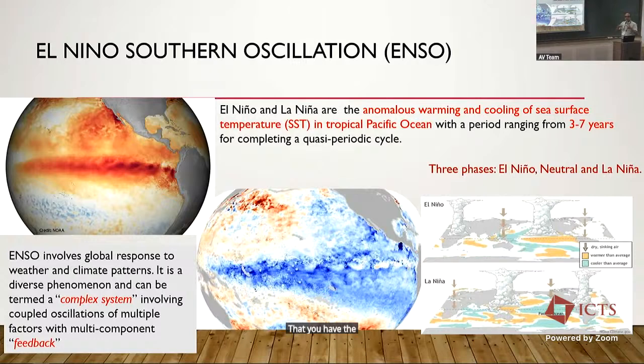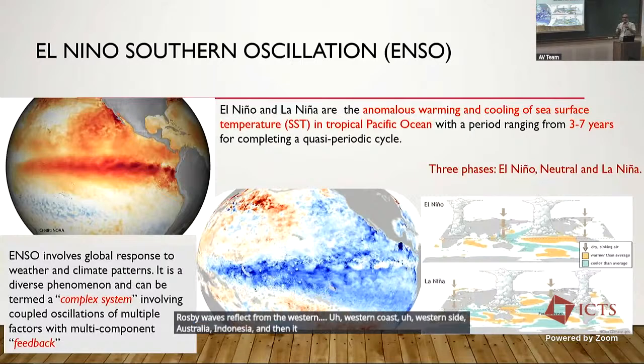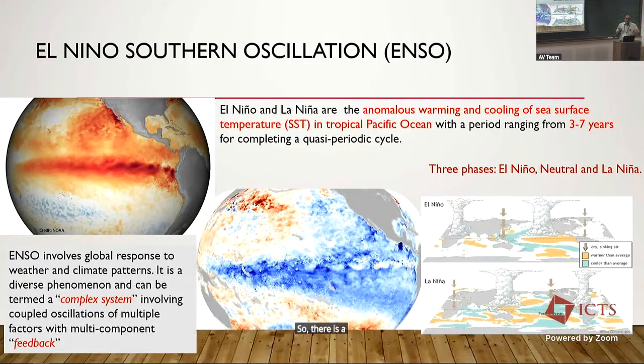the depth of the thermocline is very weak in the Central Pacific, and once you give a perturbation there, you get a Rossby-Kelvin response. The Kelvin wave propagates to the east and the Rossby wave to the west, and then the thermocline deepens and you have a warm SST. These Rossby waves reflect from the western side, Australia and Indonesia, and then it goes back. So there is a downwelling Kelvin wave and an upwelling Kelvin wave. Those features are actually very important.